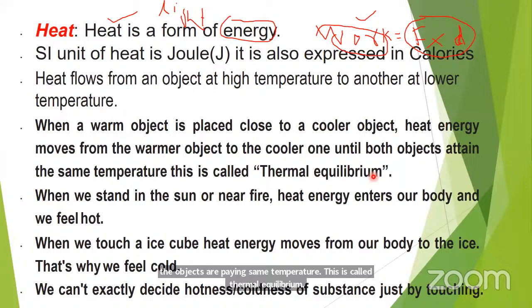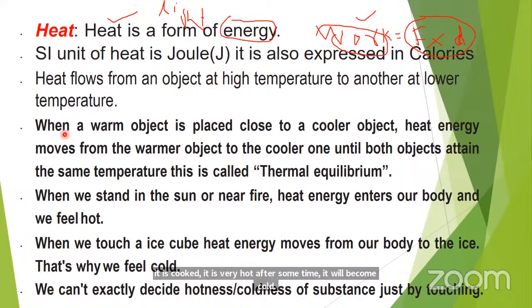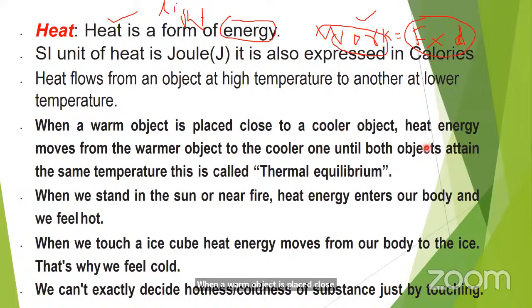You might have observed when hot water is put in the bathroom, after some time it will get cold. Even when somebody cooks food, when it is cooked, it is very hot. After some time, it will become cold. Why? The reason is this: when a warm object is placed close to the cooler object, heat energy moves from the warmer object to the cooler one until both the objects attain the same temperature. This is called equilibrium.